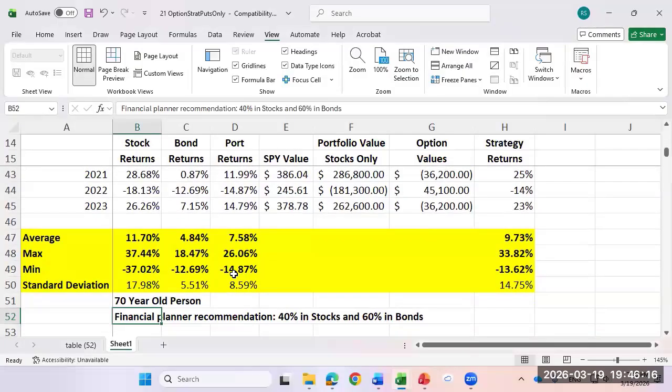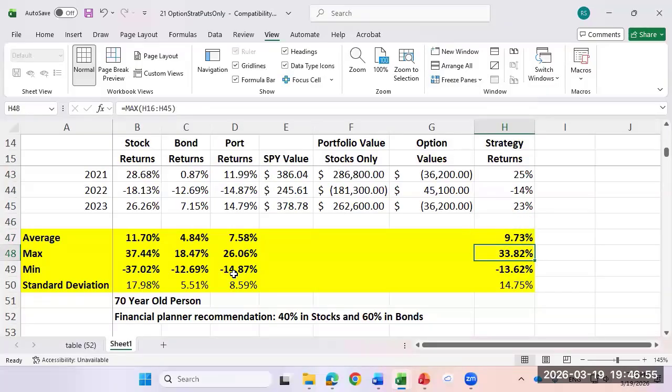But essentially what we're looking at here is a 70-year-old person. If they bought the stock market, they would have made 11% average annual return. Their best year, 37%. Their worst year, -37%. The standard deviation of 17. Bonds would have made them 4.8. Best year, 18. Worst year, -13. Very low standard deviation. If they'd done 40% in bonds and 60% in stocks, they would have made 7.6%. Their worst year would have been -14.8. If you'd done my strategy, 100% in stocks hedged, you would have made 9.73%.